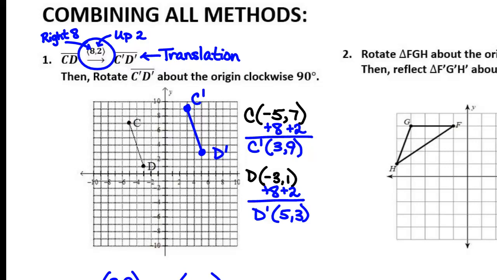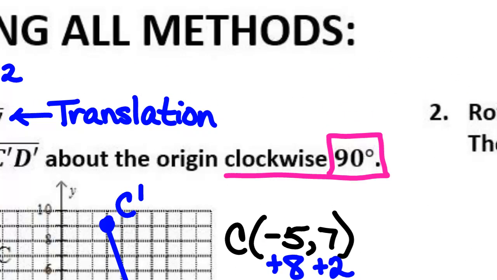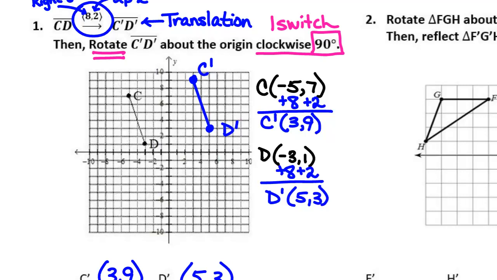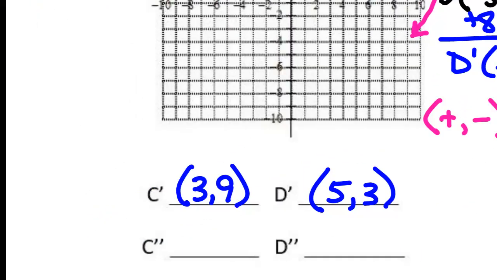What do they want me to do next? Rotate it. How far in which way? 90 degrees clockwise. That's going to be how many switches? 1 switch. I have my ordered pairs already. If I go 90 degrees clockwise, that's going to put me into which quadrant? Quadrant number 4, right down here. That is my positive negative quadrant. Positive x's, negative y's.